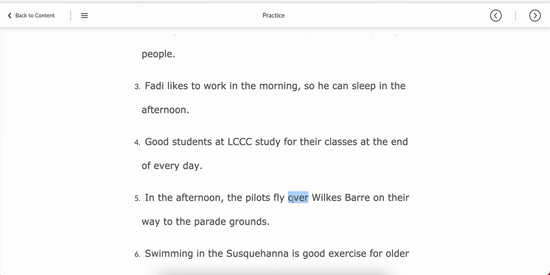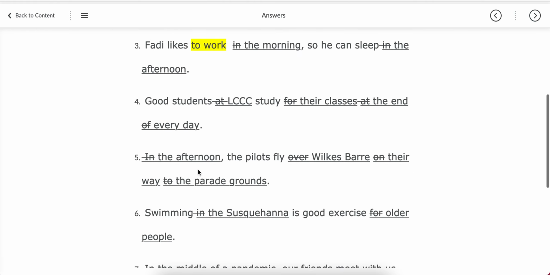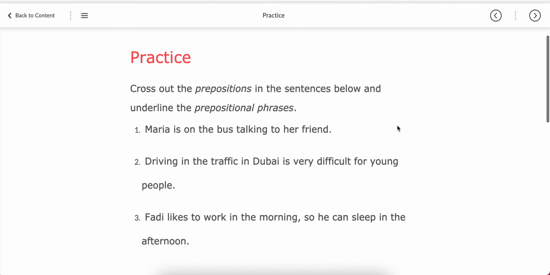Over, showing a location, is a preposition. Over where? So this is a prepositional phrase. On is a location. Think of the basketball. It's on the cube. On their way. Where to? To is a location, right? To the parade grounds. So in actuality, this has 1, 2, 3, 4 prepositions in that one sentence. And that's a logical sentence. It can happen, see? Okay? So let's do one more.